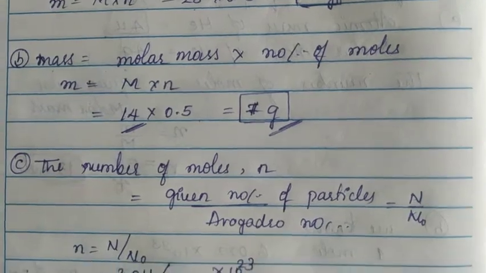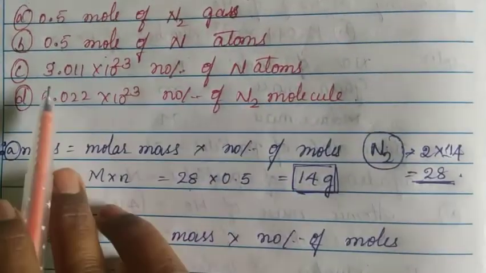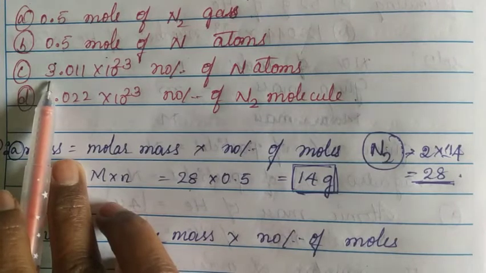Now come to the third. What is given here? The particle numbers are given here.